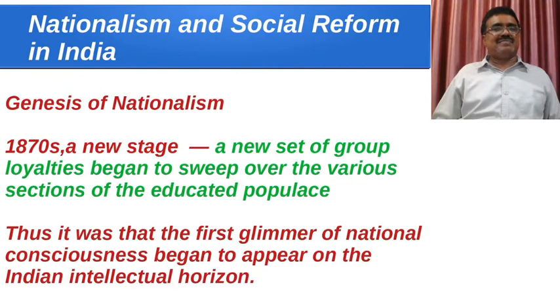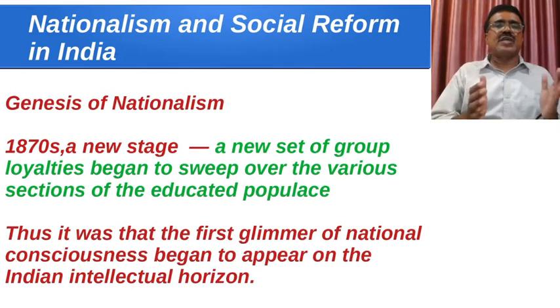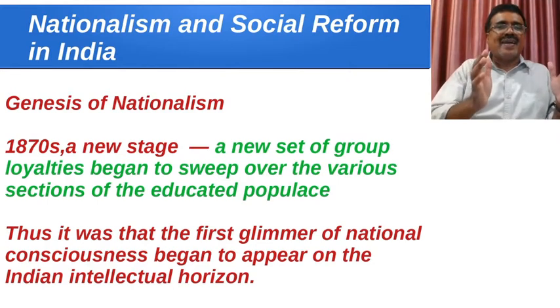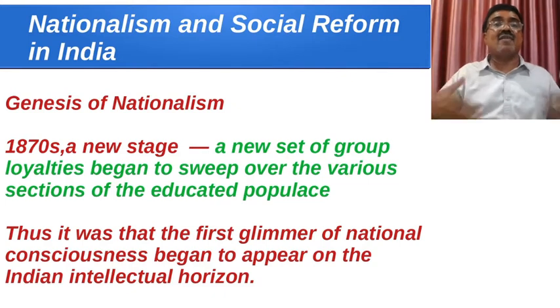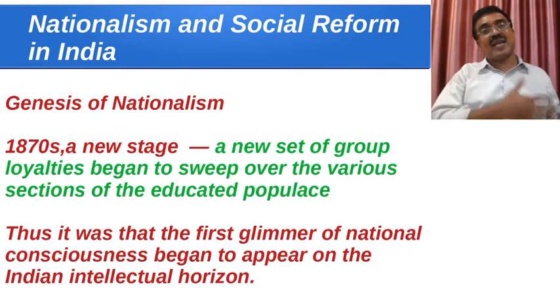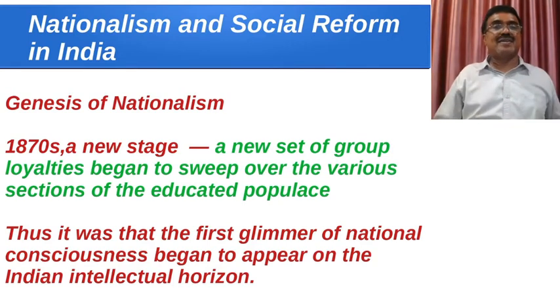Okay. Now we can come to the genesis of nationalism. In the 1870s, a new stage began, and a new set of group loyalties began to seep over the various sections of the educated populace. Educated people started developing a new loyalty to the idea of a nation, a nationhood, among those working in government positions, both in the British government as well as the local kingdoms.